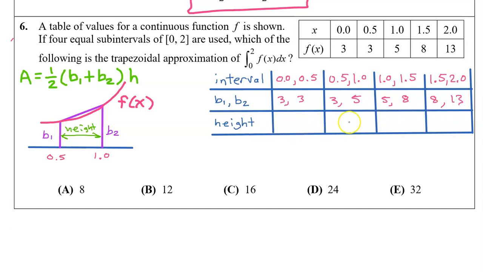What about the height of each trapezoid? Well, remember that the height of a trapezoid is the distance between the bases. So that's just going to be the width of each interval. And we chose 4 subintervals of equal width. Each subinterval has a width of 0.5. So that means that the height of each trapezoid is going to be 0.5.